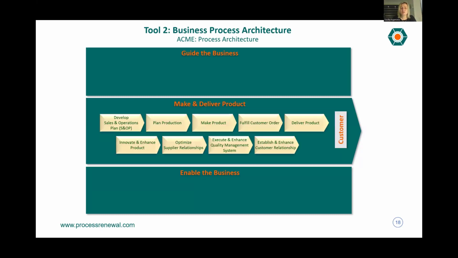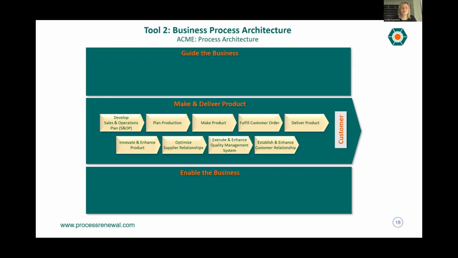Usually this is the way it is compiled. In the middle is your core process. It's the core of the business. So what is the work that directly impacts the customer and delivers value to the customer? For this organization, it starts all the way from developing the sales and operations plan, you plan production, make the product, fulfill the customer order, you deliver product, and also ensuring that your product is developed properly and so on. This is everything that really touches the customer. These are the processes that are responsible for bringing more money, funds, value to your organization.